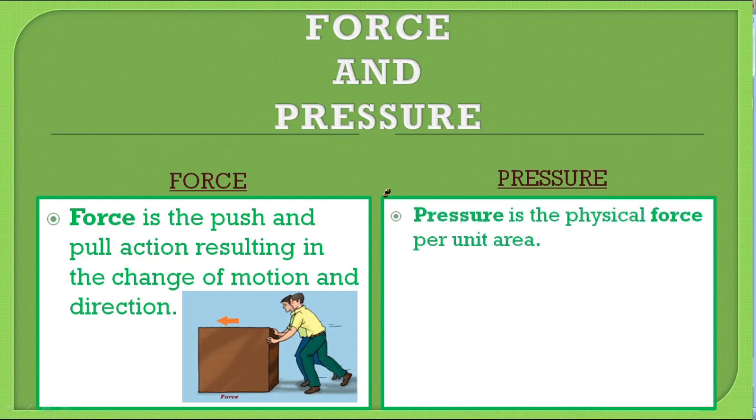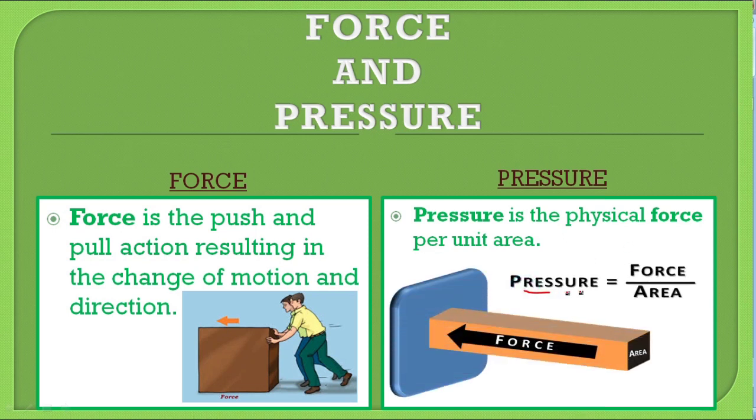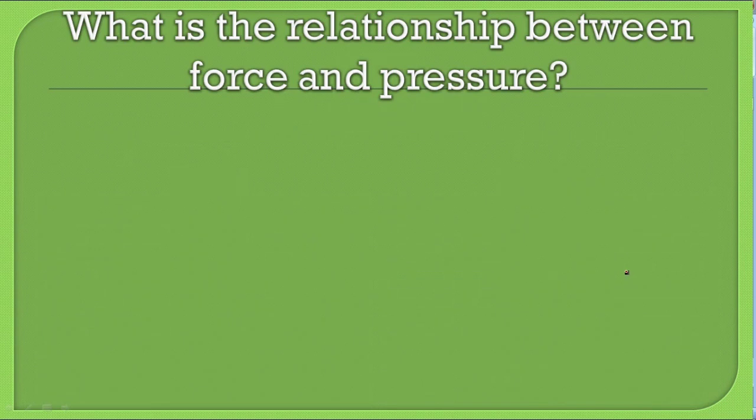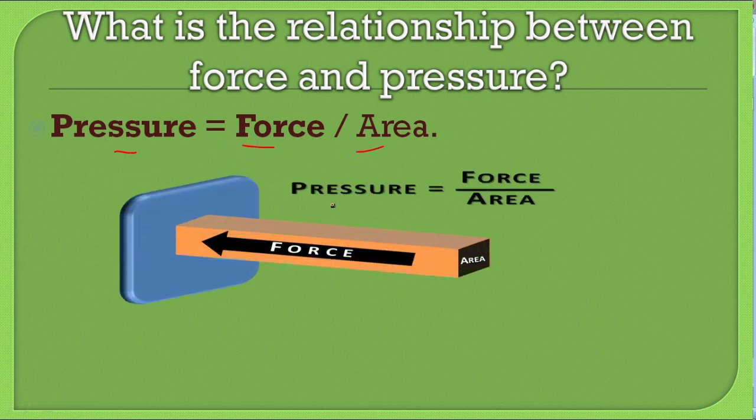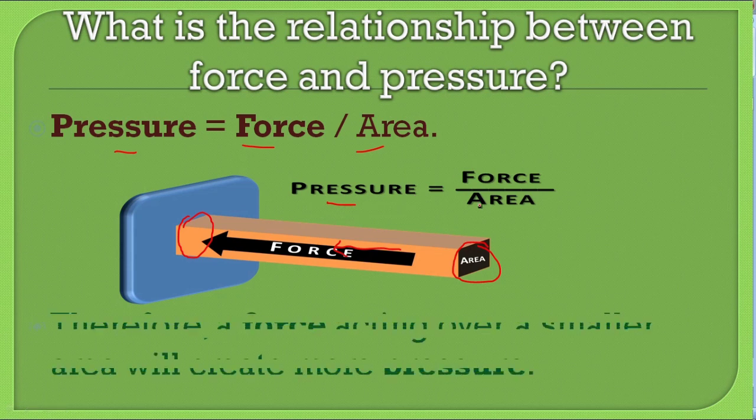Similarly, pressure. Pressure is physical force per unit area. So pressure is nothing but force upon area. What is the relation between force and pressure? Pressure equals force upon area. You can see in this figure, we have an object and we are applying the force on it. This is my area. Whatever force is received in this area is called pressure.